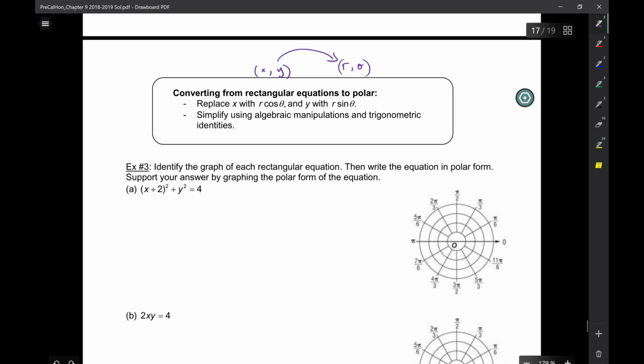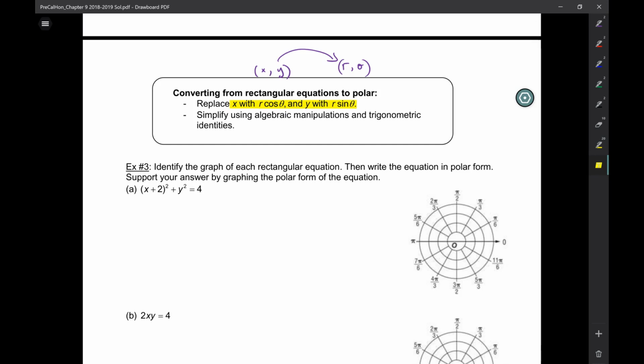What you want to do is get rid of x and get rid of y. Well, what is x? X is the same as r cosine theta. So you have to replace x with r cosine theta, and you have to replace y with r sine theta.